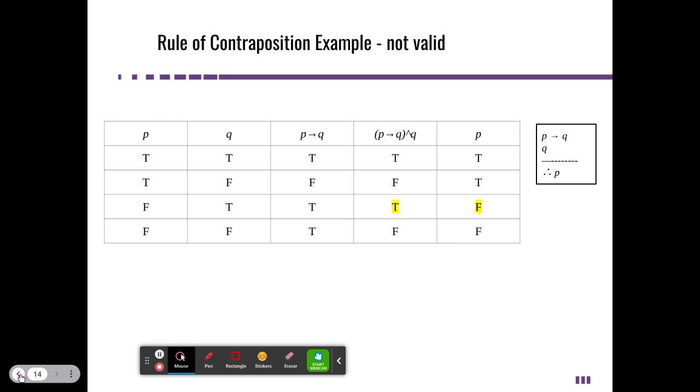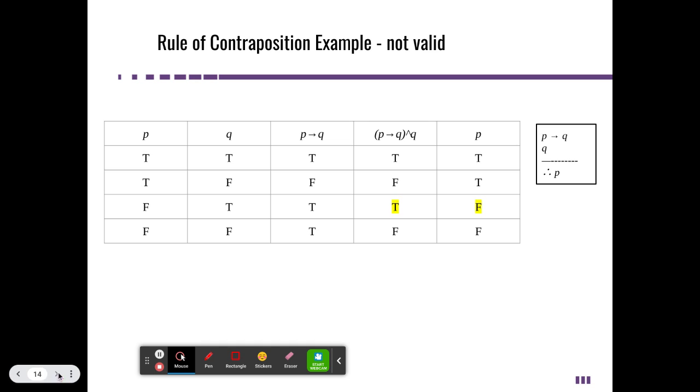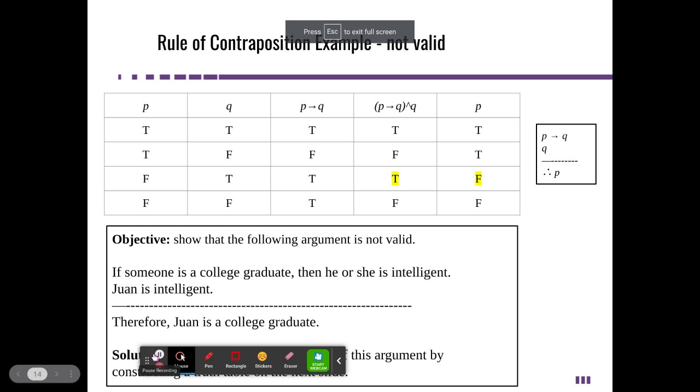All right, so going back just real quickly, remember that we had if P implies Q, and that's conjuncted with just the Q. When those are true, and the conclusion is true, we have a valid argument. The only time that happens is down here. In this particular case, we're comparing the conjunction with the conclusion. So I'm going to hit pause again real quick. I think I left something out.